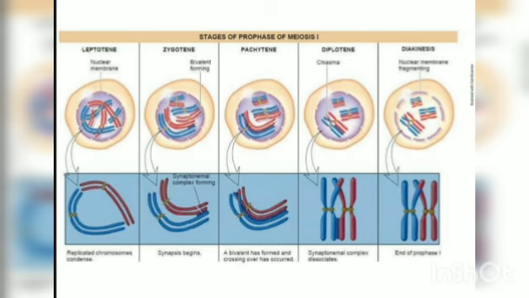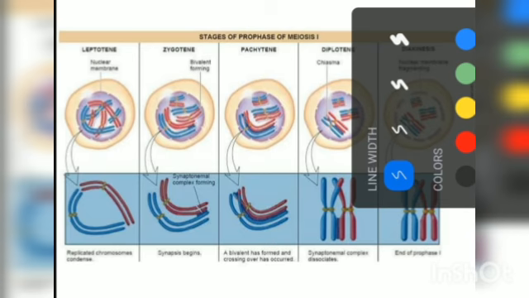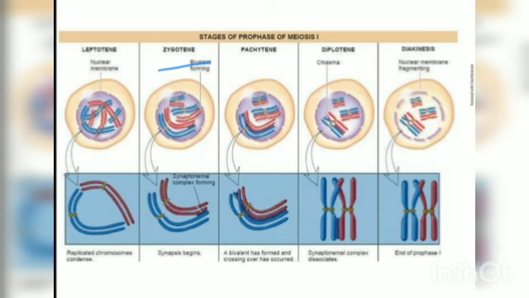Then next come to the second stage, that is zygotene. During zygotene, what happens? Synapsis, that you have already said previously, the pairing of homologous chromosomes occurs. And the paired chromosomes are called bivalents. Look here.